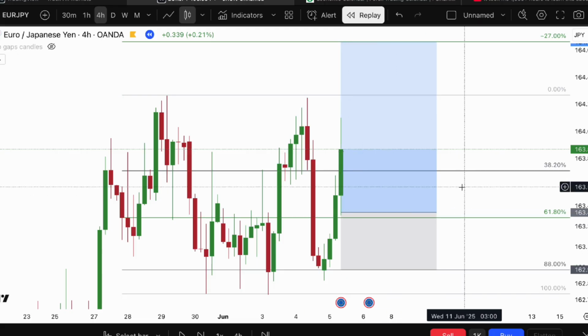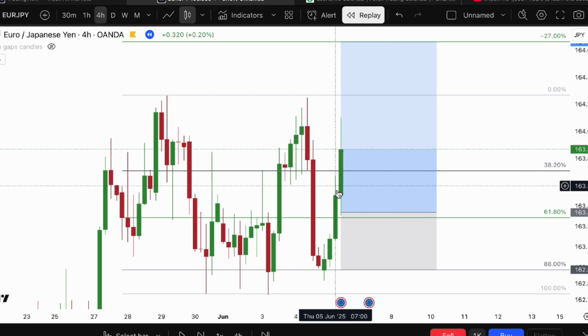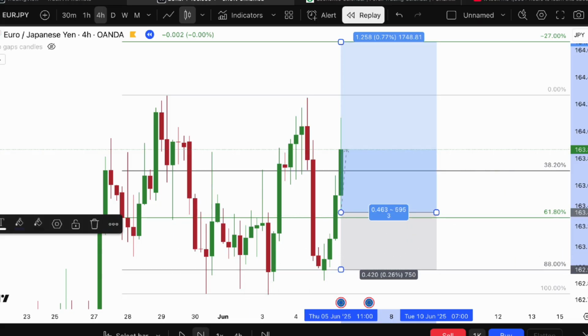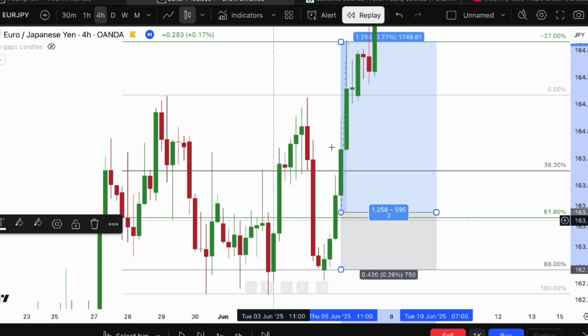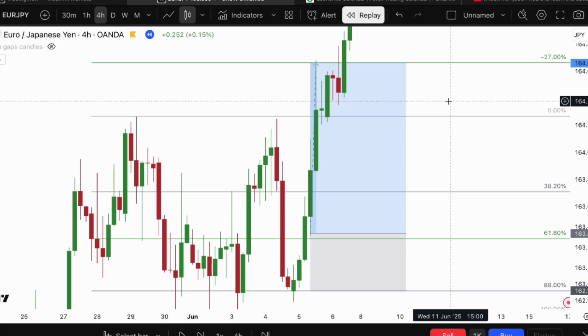Here you can see price has tapped us inside of the trade and also broke above this 38 level, meaning our stop loss can now go to our entry point and it becomes a risk-free trade. We are waiting until our take profit gets hit, and as you can see, our take profit has been smashed. So this was the breakdown on Euro JPY for a 1 to 3.